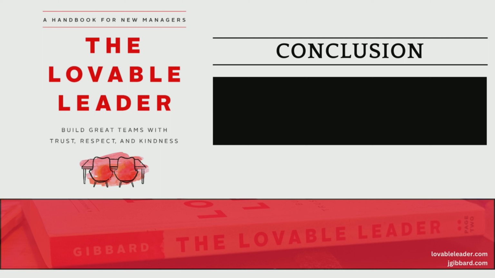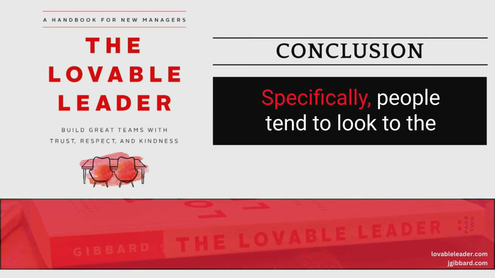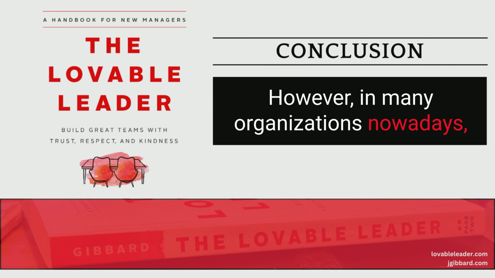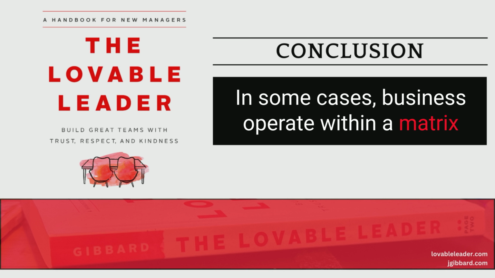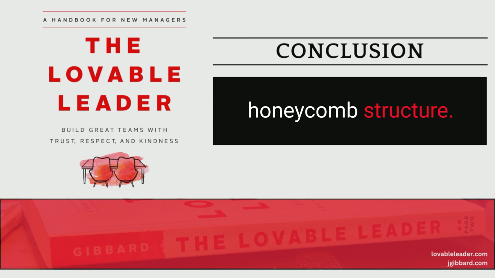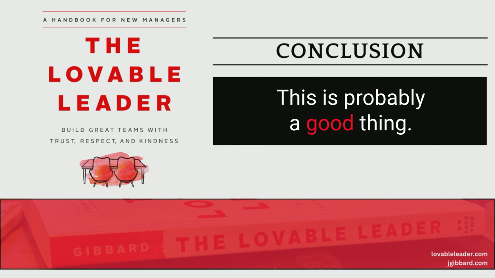Conclusion: leading upward. When the topic of leadership comes up, most people tend to think of hierarchies. Specifically, people tend to look to the person one up in the hierarchy for directions. However, in many organizations nowadays, the org chart may be flat. In some cases, businesses operate within a matrix structure, or possibly even a multi-matrixed or honeycomb structure. In short, the levels aren't as clear as they once were. This is probably a good thing.